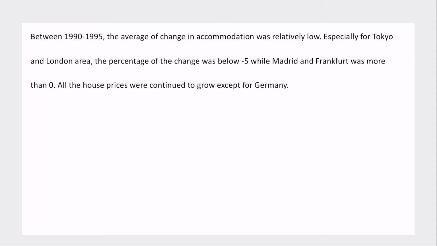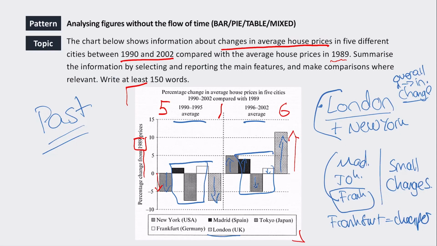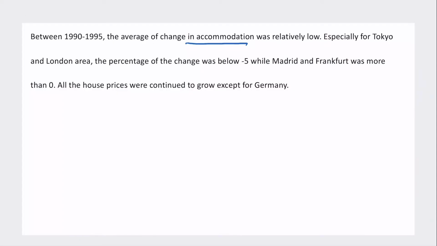So between 1990 to 1995, the average change in accommodation was relatively low. It's not a change in accommodation. What's it a change in? It's a change in average house price. So you would say accommodation cost, change in housing prices. You could say, if you want to paraphrase a little bit, was relatively low.